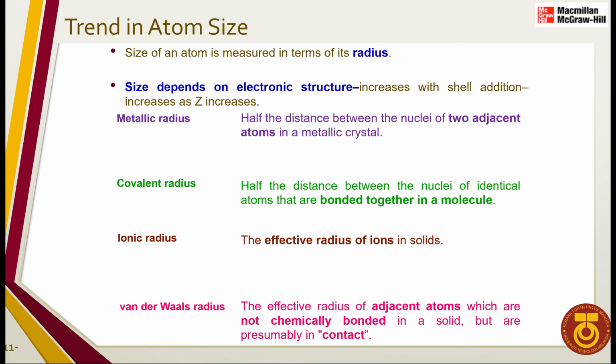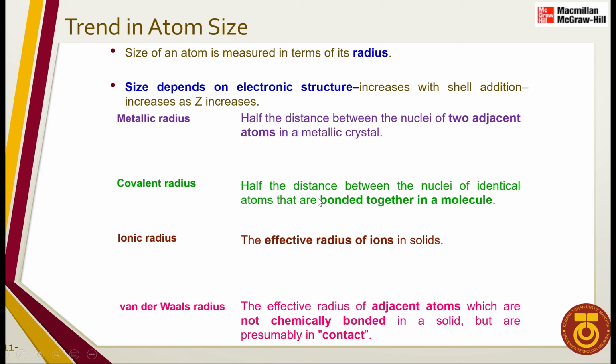Here are some definitions of radius. We have different kinds of radius: metallic radius, covalent radius, ionic radius, and also van der Waals radius. Of these four, the van der Waals radius is for the secondary bond. Metallic, covalent, and ionic radius are for primary bonds. Metallic radius is half the distance between the nuclei of two adjacent atoms in a metallic crystal. I can show you the illustration in a short while.